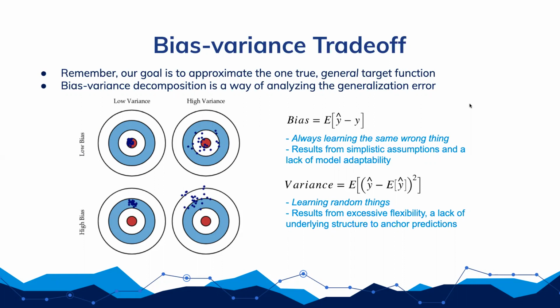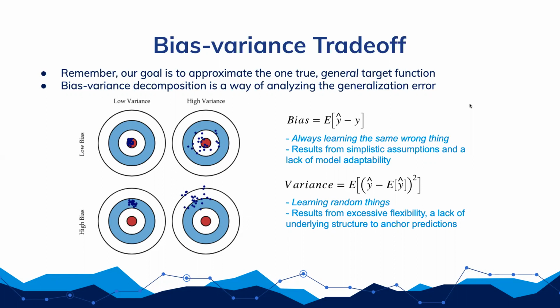So two ways we can measure the problems with our model is something called bias and variance. Basically, if you look at these bullseyes, high bias is you just always miss the mark. Your model's learning the same wrong thing. And this comes from models that are too simple or not strong enough.